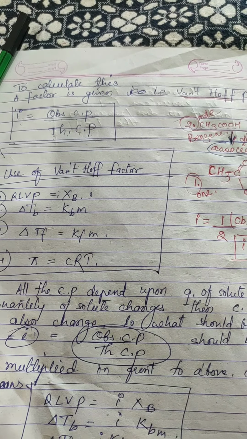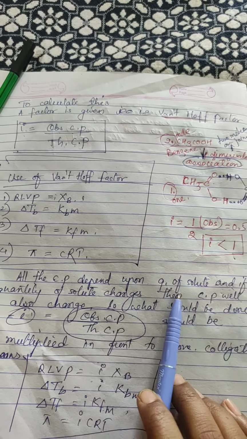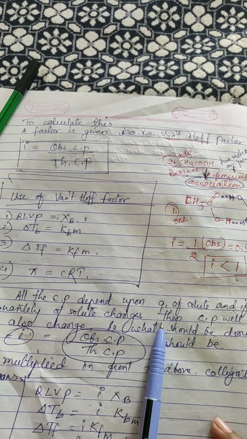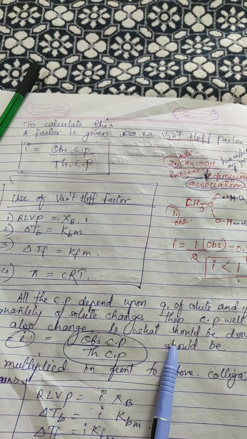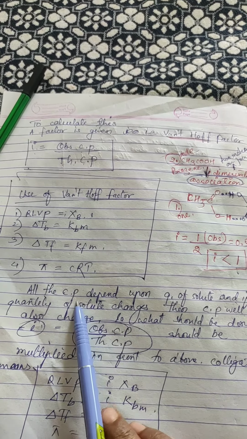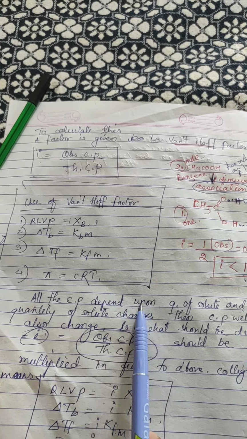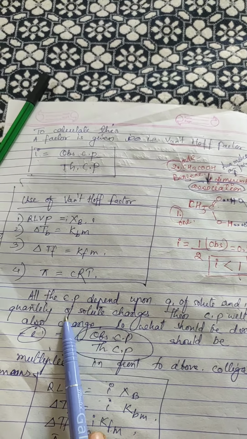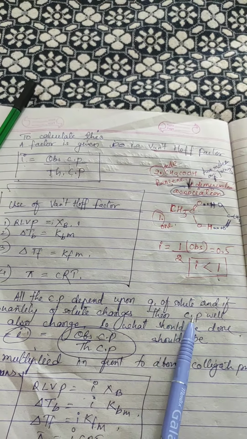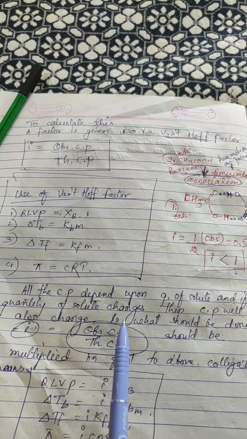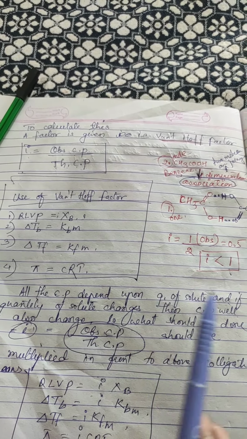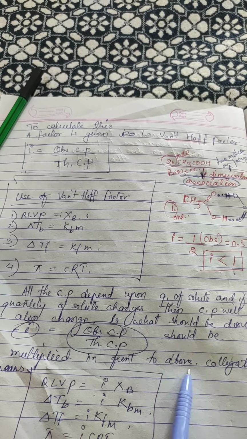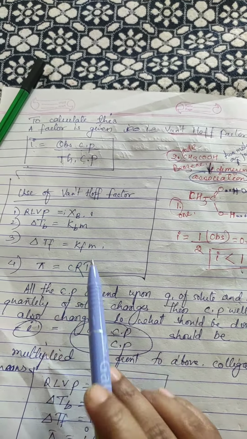Quantity of solute पे depend करता है, and you know that quantity of solute तो change हो रहा है ना, तो if quantity of solute will change, then the colligative property will also change. So I am reading this, all the colligative properties depend upon the quantity of solute. If quantity of solute changes, then the colligative property will also change. So what should be done with this? Why is this I given? This I should be multiplied in front of these colligative properties.